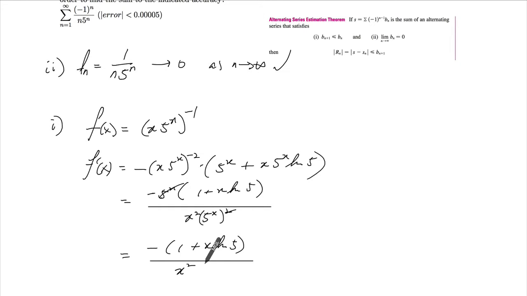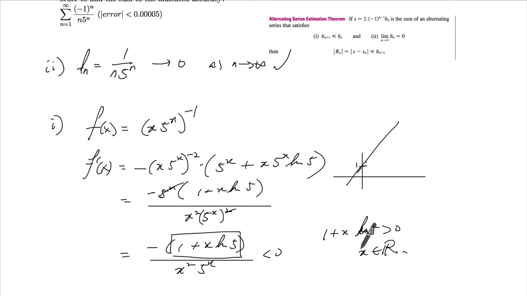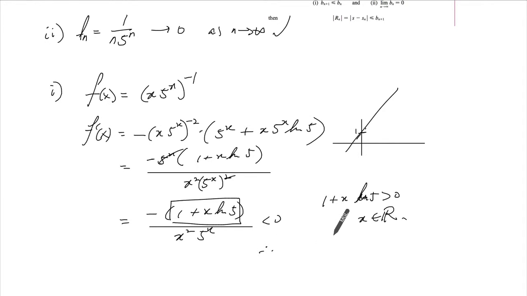X squared is always positive. 5 to the power of x is also always positive. So this thing will be decreasing when this here is positive, right? 1 plus x ln of 5, where ln of 5 is a constant. When is this positive? Well, this is a line with y-intercept of 1, a slope of ln of 5, and just constantly going up. It's always positive, right? For all values of x. Which means it proves that Tn plus 1 will be less than Tn, therefore it's converging.